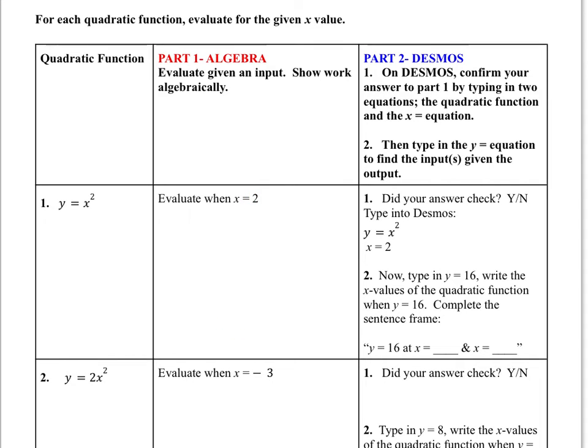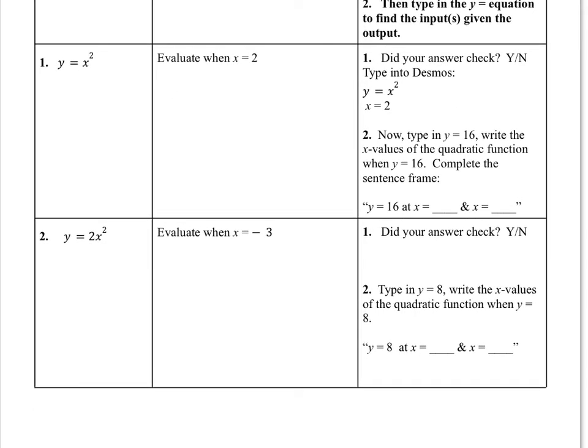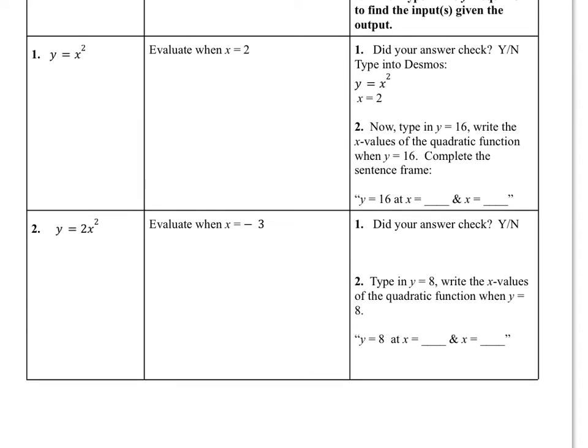I'm going to do example 2 with you. Then you're going to type in the y equals equation, so you'll see like here there's a y equals 16, and you're going to find the two x values. Or there might be 2, there might be less than 2. That makes sense.